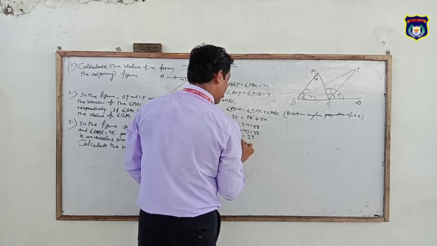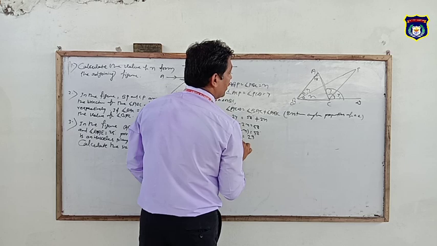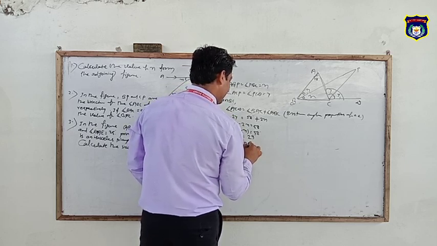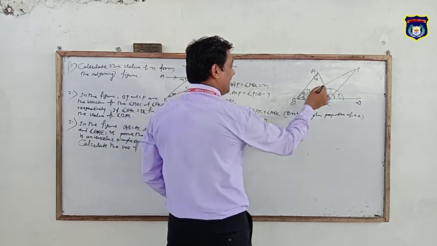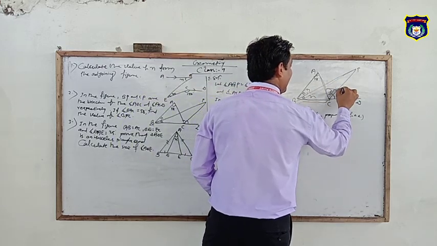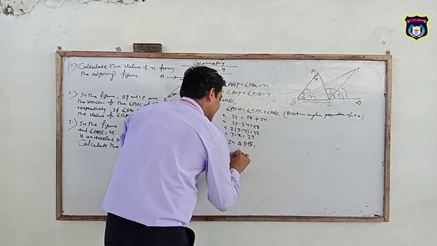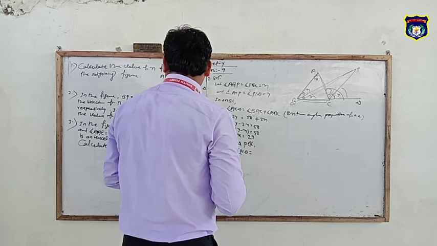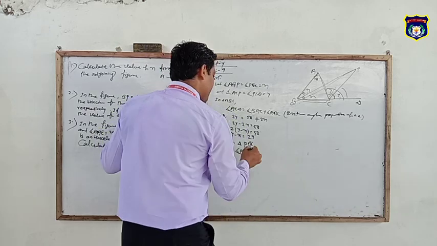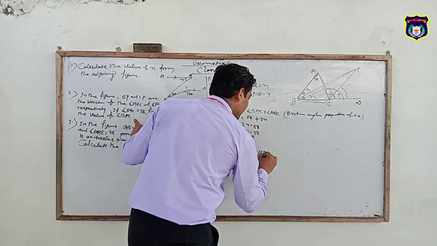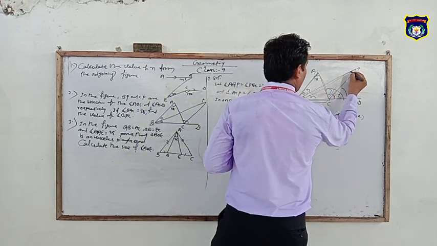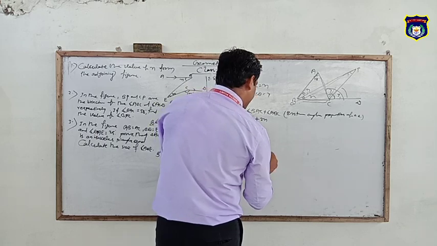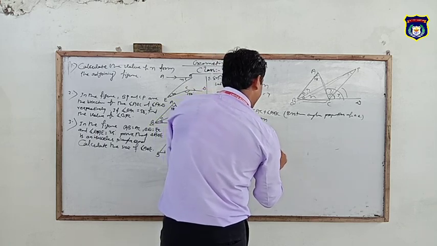Again, we will be going to the next triangle, PBC. In triangle PBC, the exterior angle is PCD. PCD is equal to angle BPC plus angle PBC.